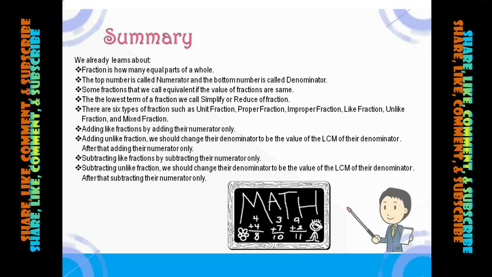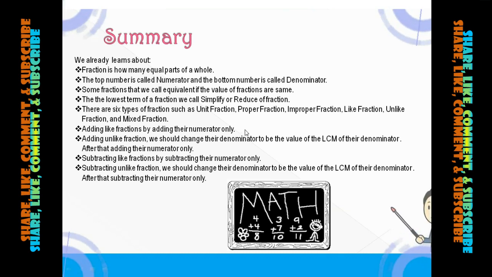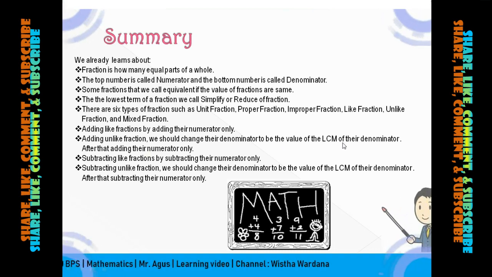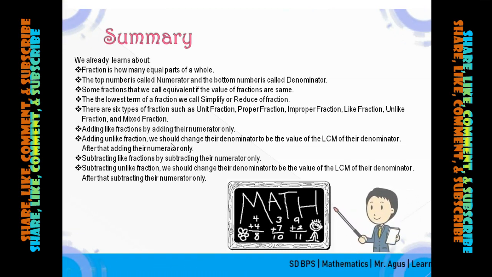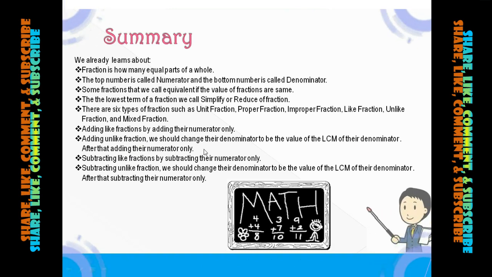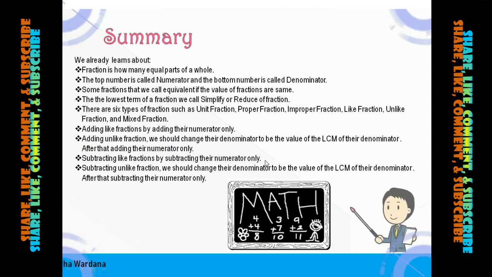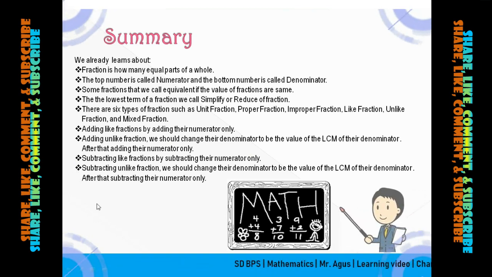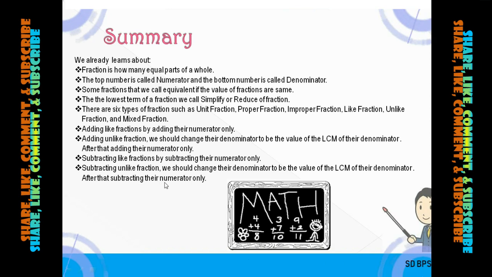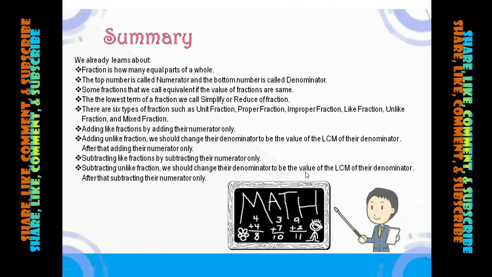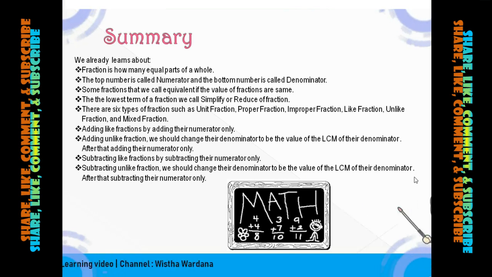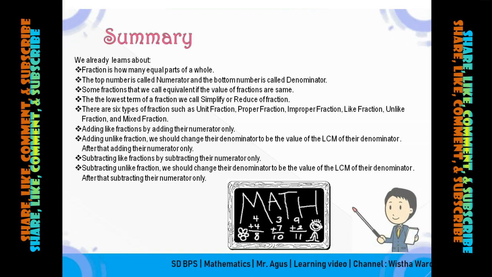Adding like fraction by adding their numerator only. Adding unlike fraction, we should change their denominator to be the value of the LCM of their denominator. After that, adding their numerator only. Subtracting like fraction by subtracting their numerator only. But if you have subtracting fraction problem that involving unlike fraction, we should change their denominator to be the value of the LCM of their denominator. After that, subtracting their numerator only.